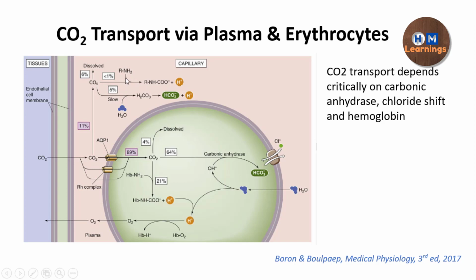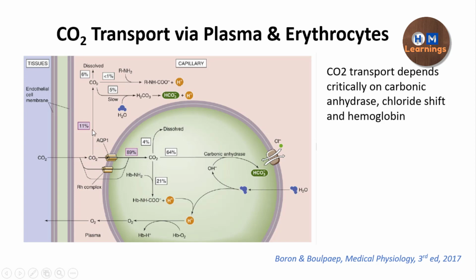So this is the tissue, this is the endothelial cell of the capillary, and this is the lumen of the capillary, this is the RBC, and this is the lumen of the RBC. The carbon dioxide concentration will be higher on the tissue side. So carbon dioxide will diffuse, passing the endothelial cell membrane, and will enter first into the plasma. Now 11% of the entered carbon dioxide remains in the plasma, but the majority, about 89%, enters the RBC membrane with the help of two gas channels, aquaporin 1 and the Rh complex.